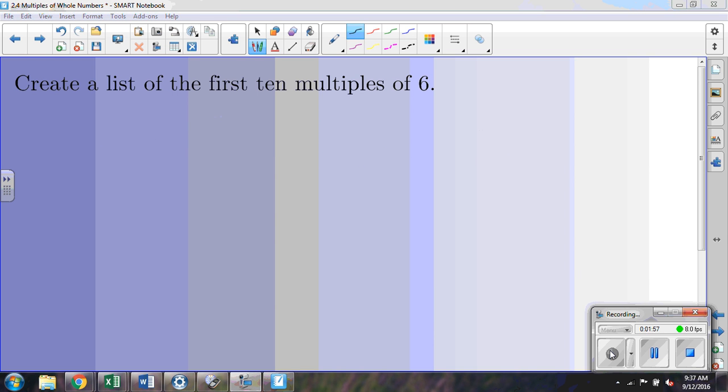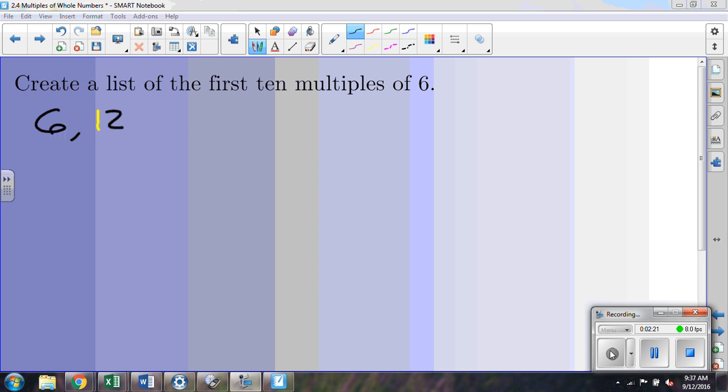Now we'd like to do the same thing. Create a list for the first 10 multiples of 6. Now the last one we did with multiplication. Multiplied by 1, multiplied by 2, multiplied by 3, multiplied by 4, and so forth. Well, we can create this list with multiplication. We can also create it with repeated addition. Start with 6, and then what's 6 plus 6?